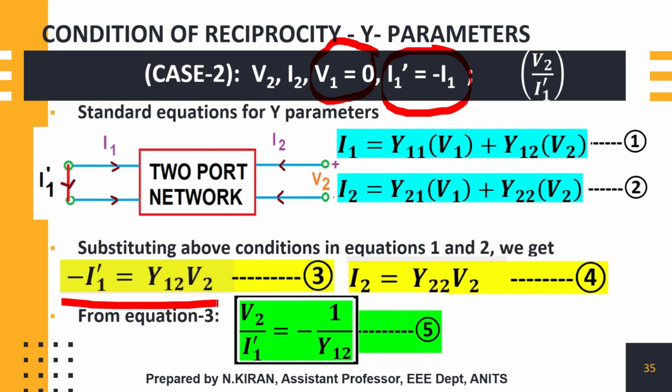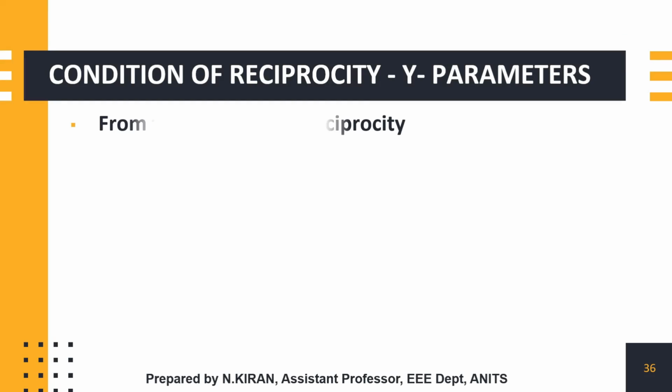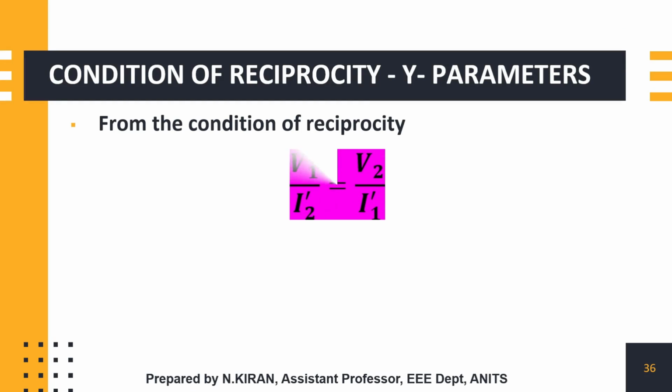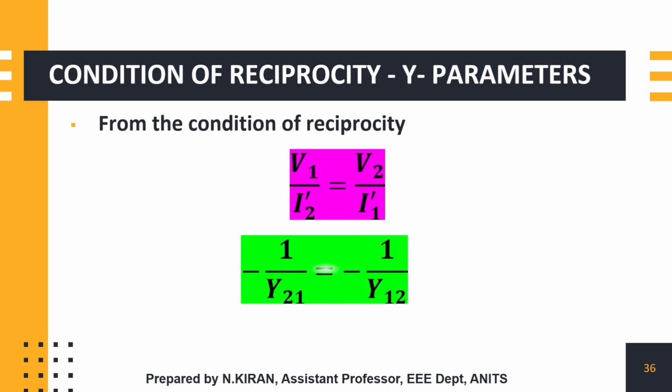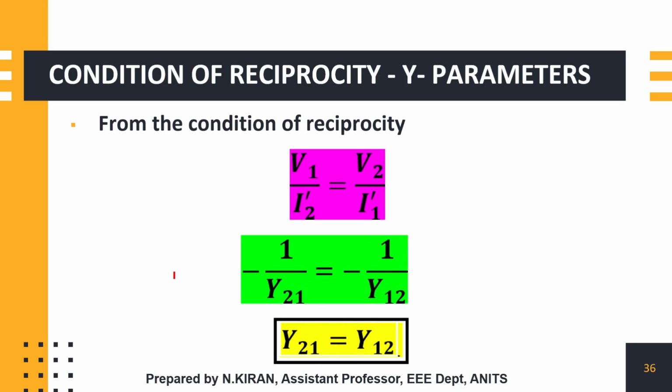Hence, in both the cases we have obtained the ratio. So now let us equate these two expressions. From the condition of reciprocity, these two ratios should be equal. So when I equate these two expressions, the condition of reciprocity in case of Y parameters is nothing but Y21 is equal to Y12.